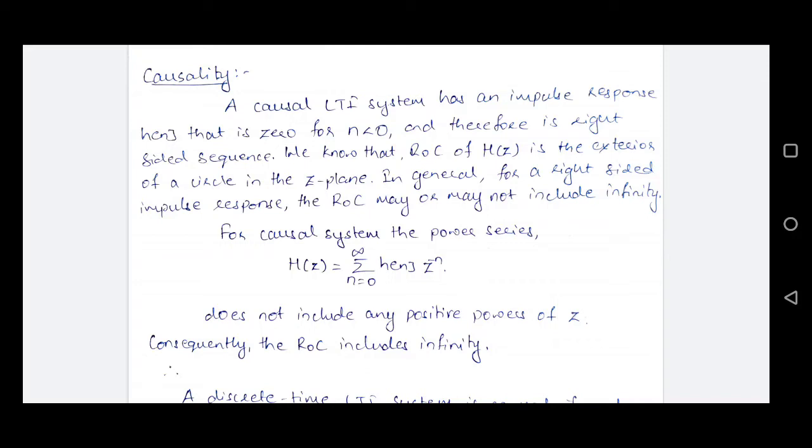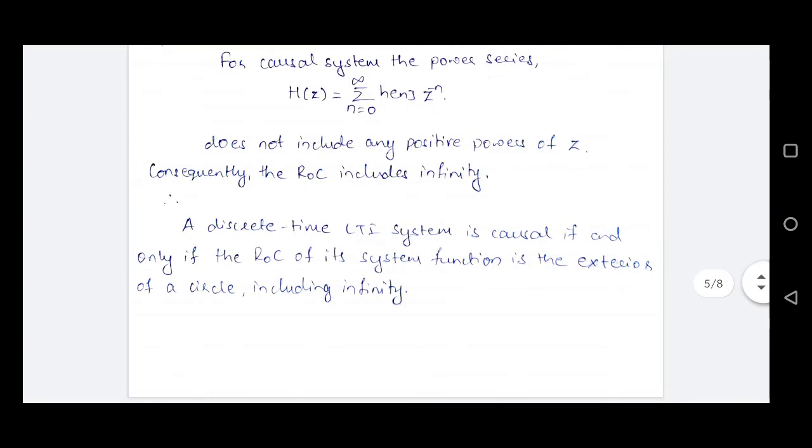For causal systems, the system function, which is the Z transform of the impulse response, will be given as H of z equals summation n equals 0 to infinity h of n z to the power minus n. The lower limit in the summation is 0 because the system is causal, and for a causal system the impulse response will be 0 for n less than 0. So it will start from n equals 0. Now this power series does not include any positive powers of z. For every iteration on n, the power of z will be negative, and consequently the last value in the summation is infinity. Therefore, the region of convergence includes infinity.